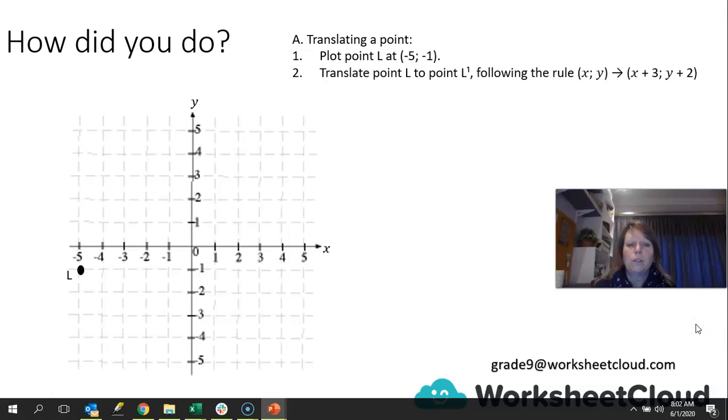Okay, what you had to then do to point L, you had to translate it to point L1 and follow the rule x plus 3, y plus 2. So x plus 3, we're going to go 1, 2, 3, because we're moving towards the positives, and y plus 2, we're going to go up, 1, 2. Okay, and so our new point will be there and we will call it L1. Okay, and the new coordinates for L1 will be -2, 1.